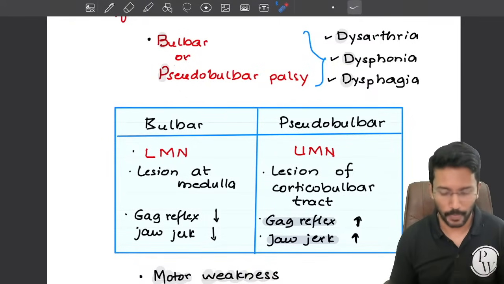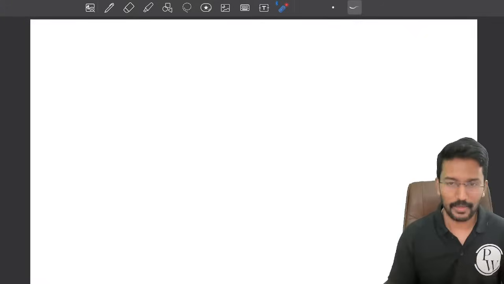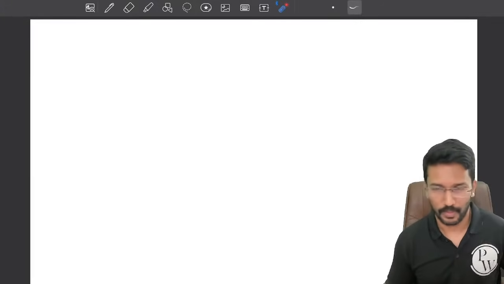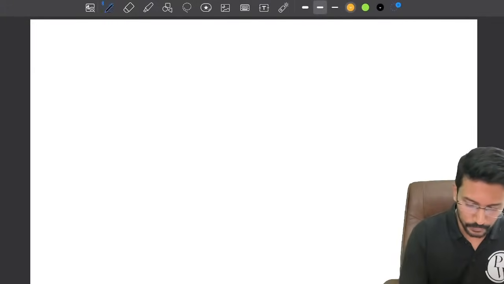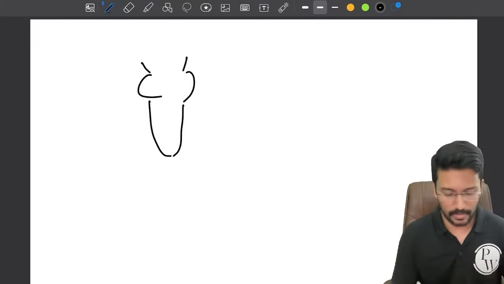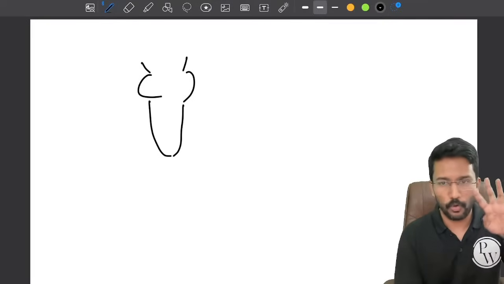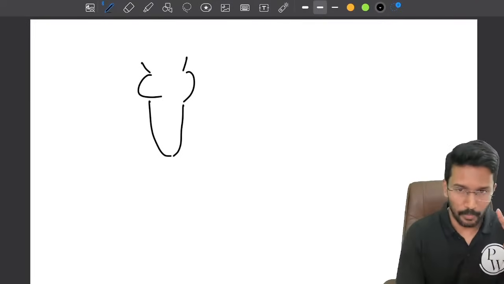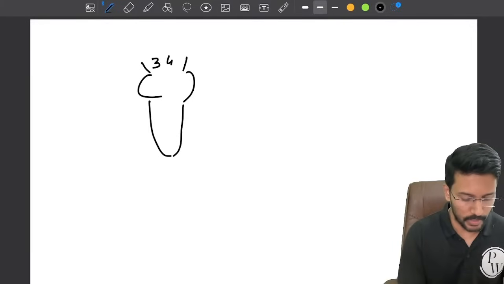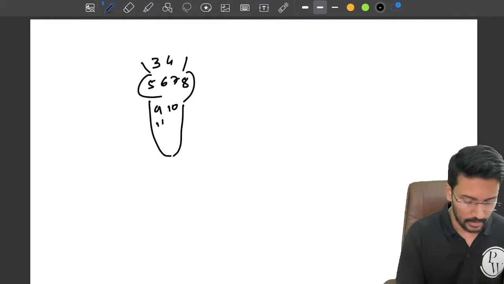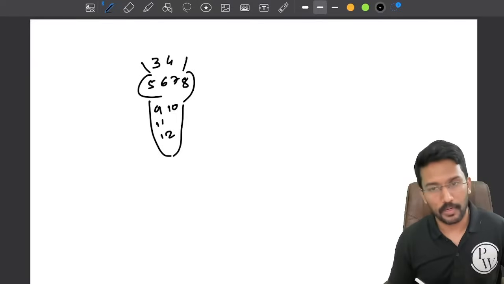what is bulbar or pseudobulbar. Okay, now you have to remember that the moment I say bulb in neurology, it means your medulla, right? And yesterday I told you that the cranial nerve nuclei are there in the brainstem. There are 4 above the pons, 4 at the pons, 4 below the pons. Among the 4 above the pons, 1 and 2 have nothing to do with the brainstem, so 3 and 4 are there in the midbrain. 5, 6, 7, 8 are there in the pons. 9, 10, 11, 12 are there in the medulla, right?